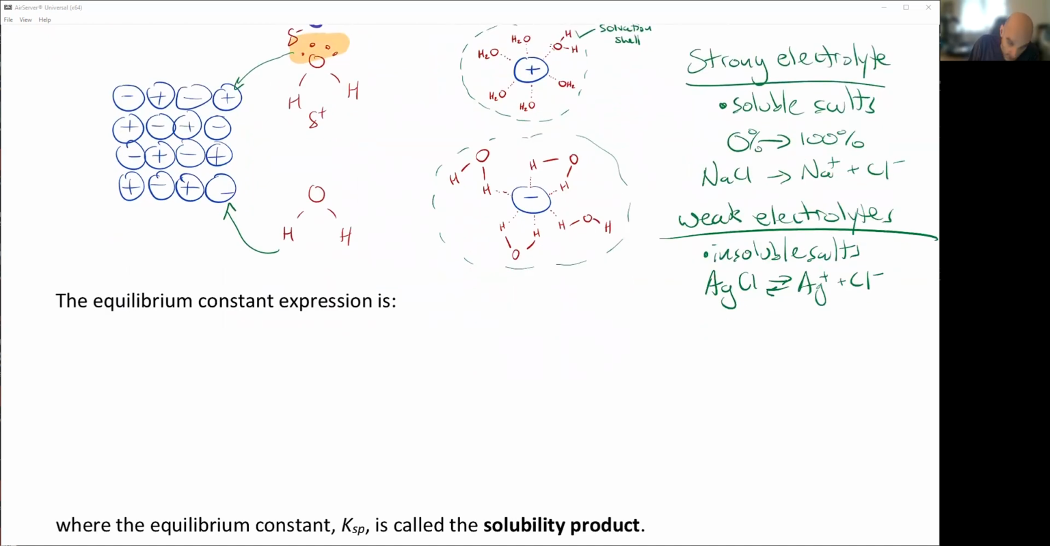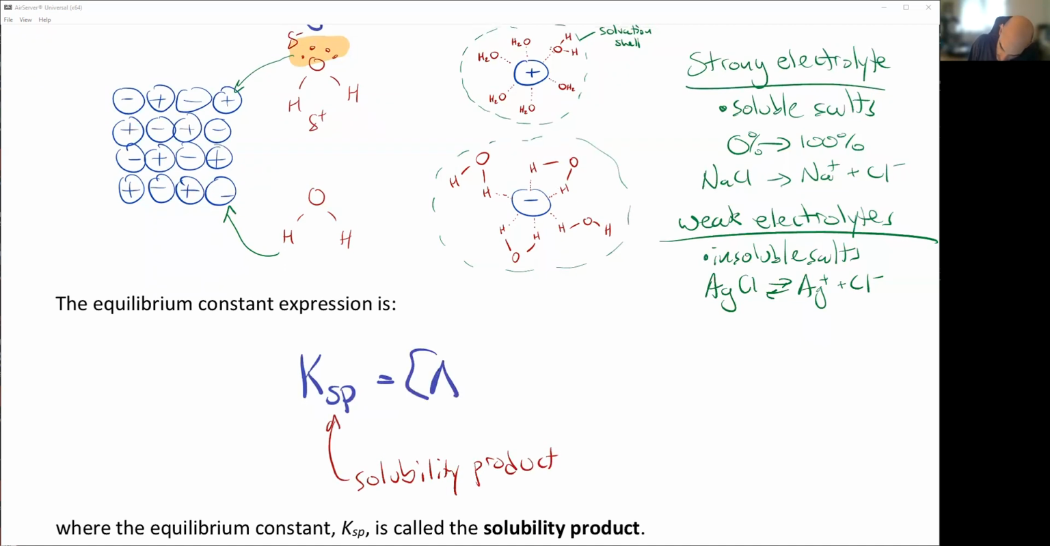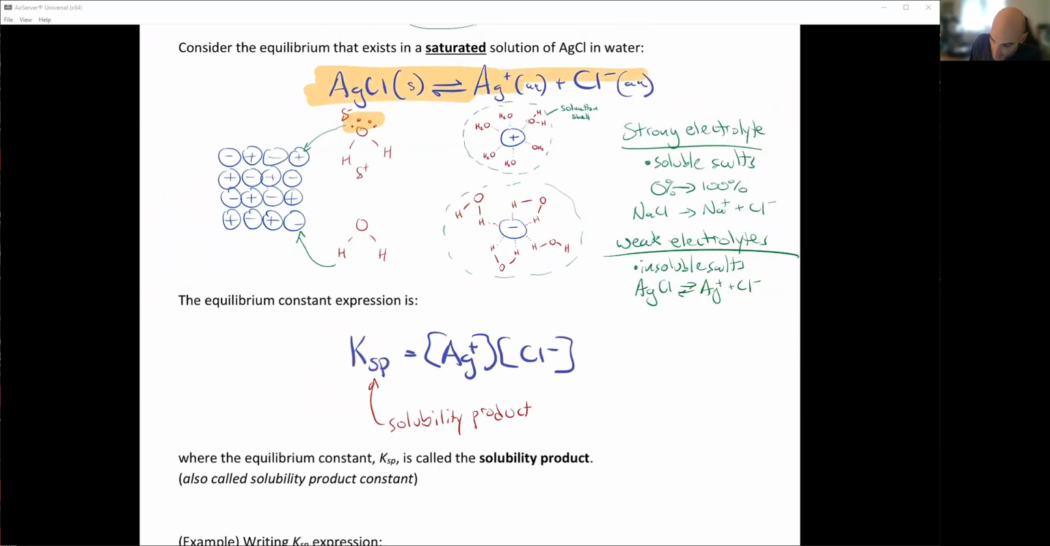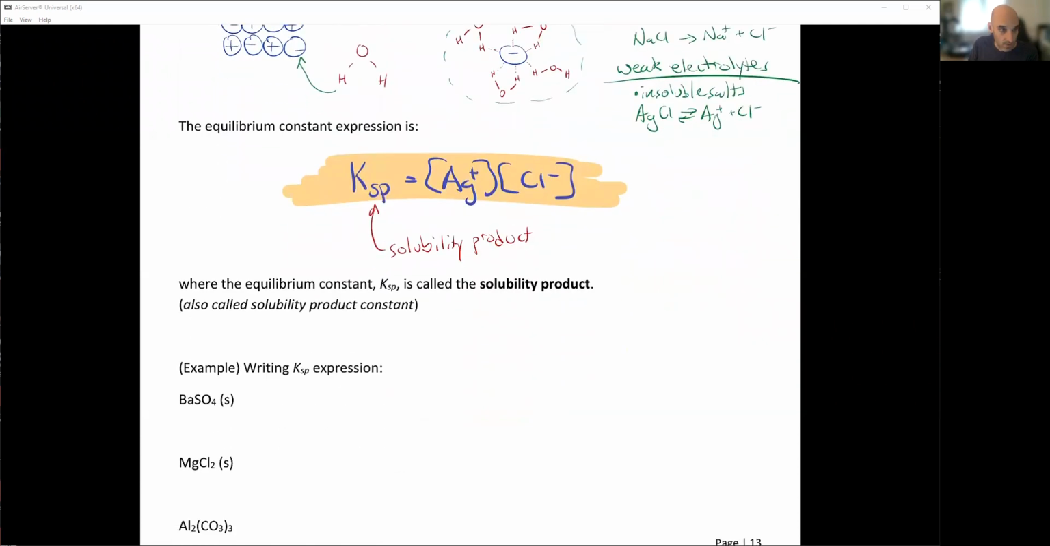So let's write out the equilibrium expression then. So again, we're going to call this Ksp, and the Sp stands for solubility product. So Ksp is equal to the concentration of Ag plus times the concentration of Cl minus, because again, it's products over reactants. What you're going to notice is there is in fact no denominator here because AgCl is a solid, right? So the fact that AgCl is a solid indicates that it's not going to be part of the equilibrium expression. So there is my equilibrium expression, the Ksp, for that insoluble salt put into solution. So this is called Ksp.